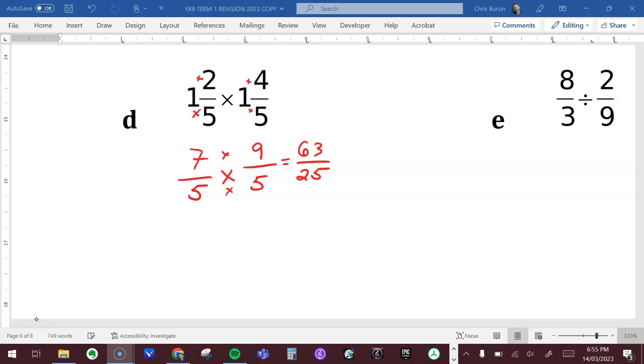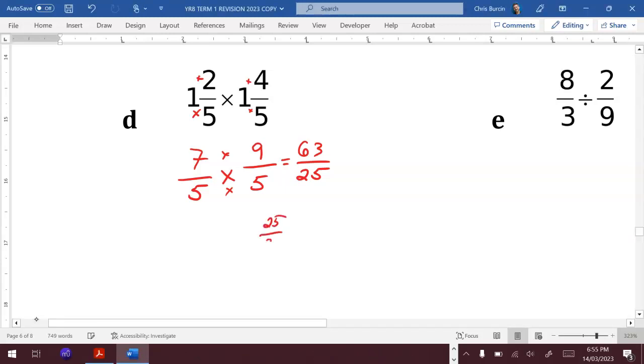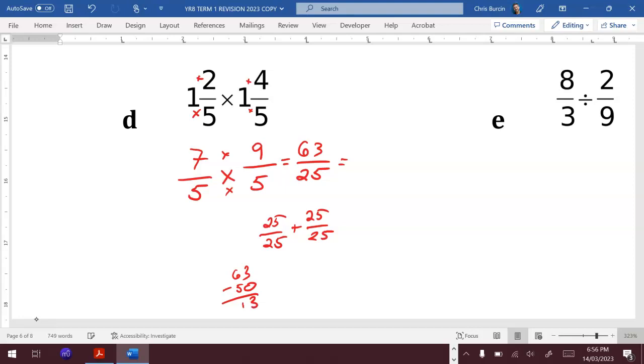So what is my top number going to be? Let's see, if I had 25 25ths, that's 1 whole, plus 25 25ths more, that is at least 2 wholes, because 25 plus 25 is 50. And what's the difference between 50 and 63? Well, that's going to be 13, isn't it? So I've worked out that there are 2 sets of 25, which make 50 up here. And then I'm left with 13 25ths. Boy, that's an unwieldy one. That's fun for the whole family. I'll bet you there's a way to do that on the calculator.